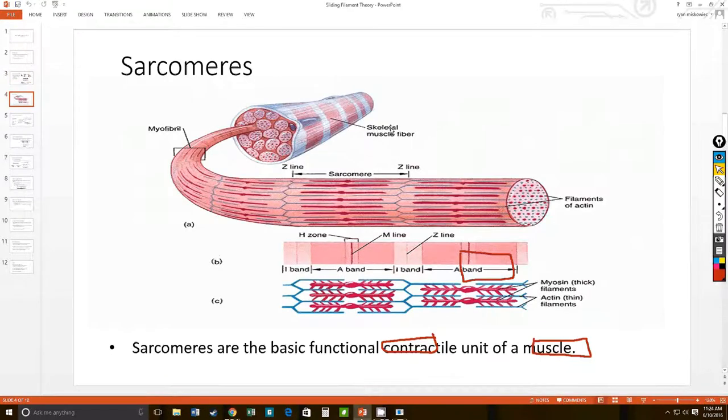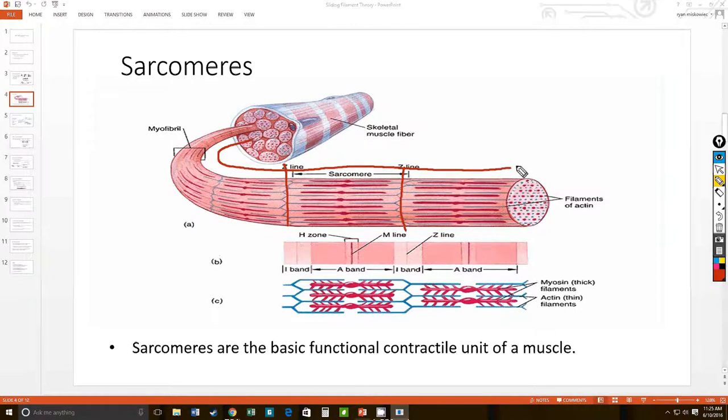All right, so here's our sarcomere. We have our muscle fiber. This is a myofibril that's coming out, okay? Your sarcomere is the contractile unit of the muscle. It's the functional contractile unit of the muscle. So along this myofibril right here, you have one sarcomere, got another one, and another one, and another one, and so on. Okay, so when a muscle contracts, what you're actually getting is shortening of the sarcomere.